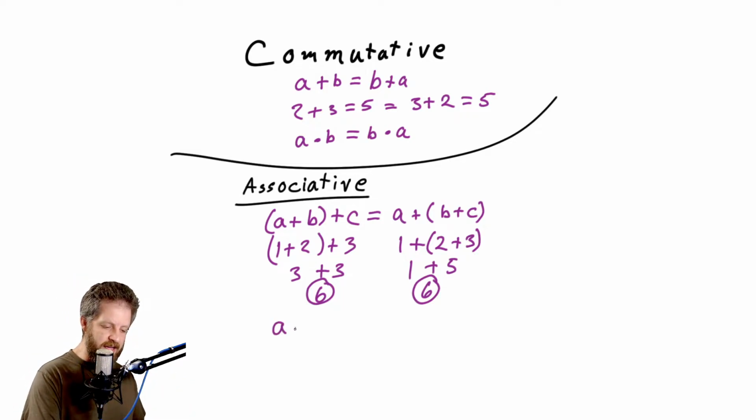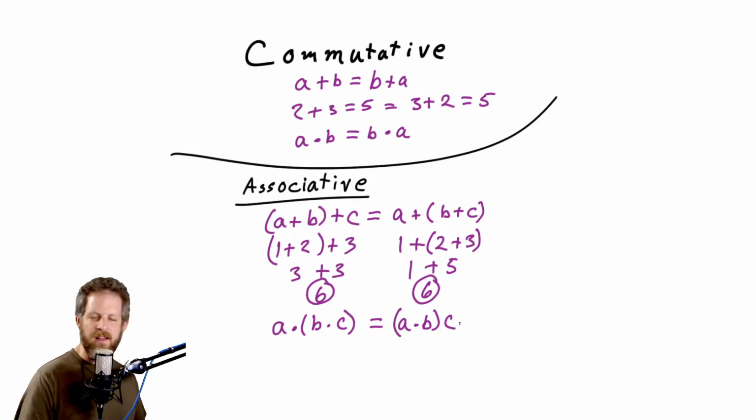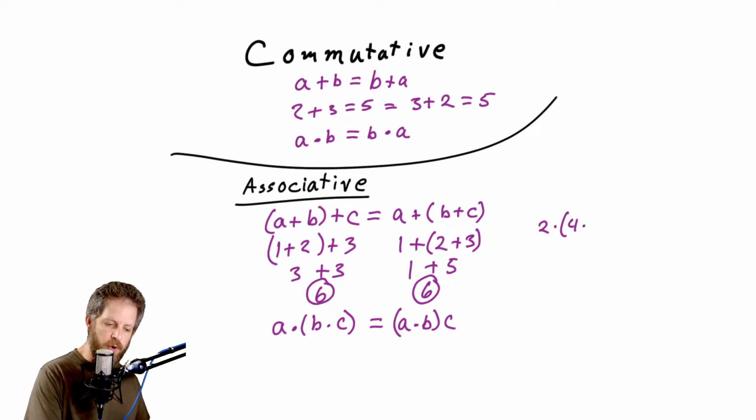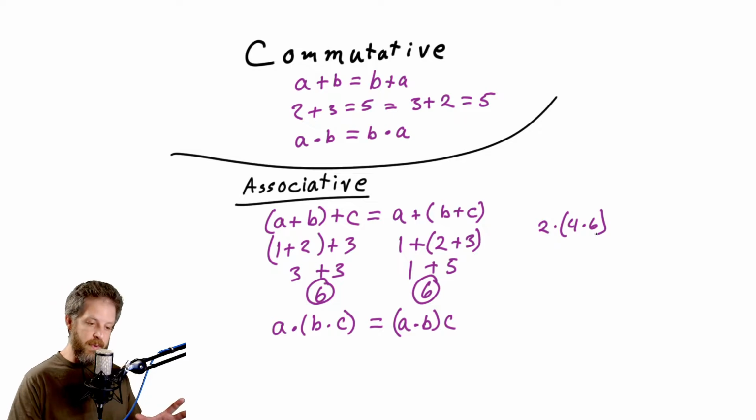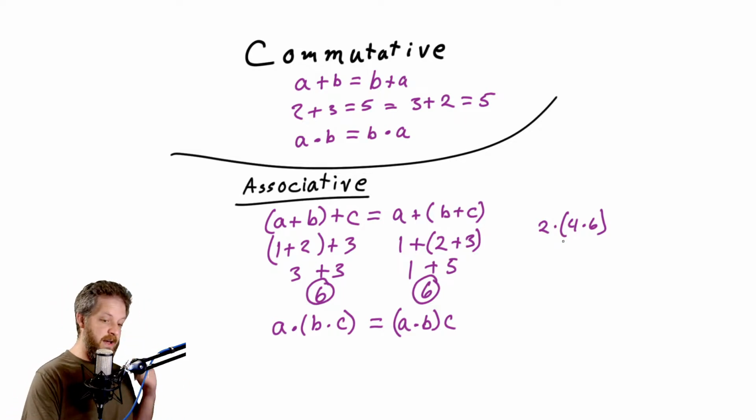So A times B times C is the same as A times B times C. Let's do a little example of that one. Why not? So if we have 2 times 4 times 6, group it that way. 4 times 6. Well, let's think about that for half a second. That's 24, isn't it? Yes. 4 times 6 is 24 times 2 is 48.